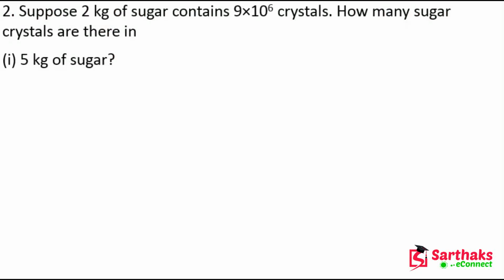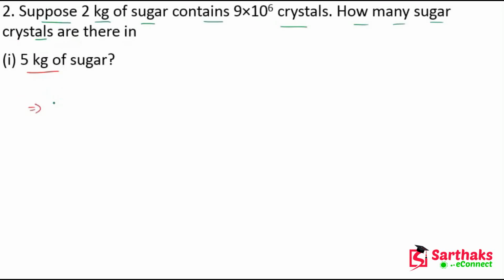Yes, so now the next question. Now suppose 2 kg of sugar contains 9 into 10 raised to power 6 crystals. How many sugar crystals are there in, first, 5 kg of sugar? So in this question it is saying that 2 kg of sugar contains 9 into 10 raised to power 6 crystals, and we have to find how many sugar crystals are there in 5 kg of sugar.